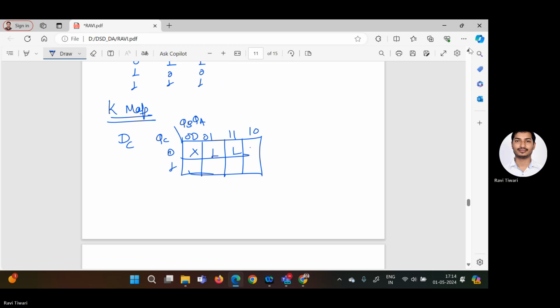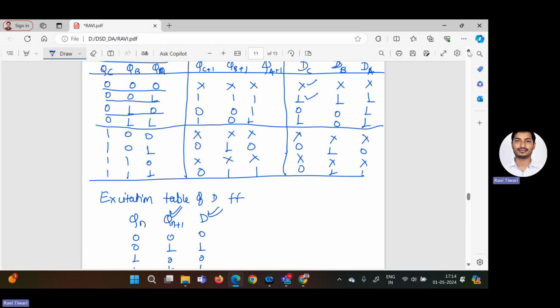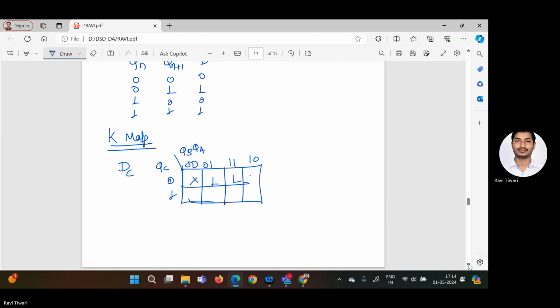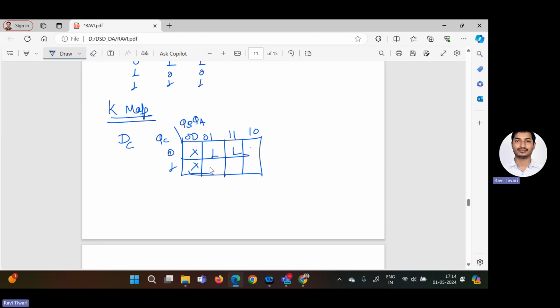Next one is don't care, 0, don't care, 0. Just 0 only, no need of writing here. Now you see which type of group is possible here. Quad is not possible. You can make only the pair here. So the expression for DC will be given as QC bar QA.